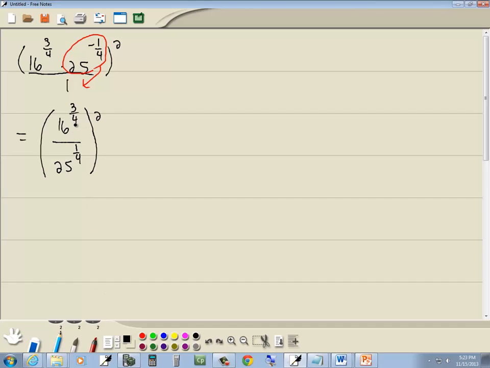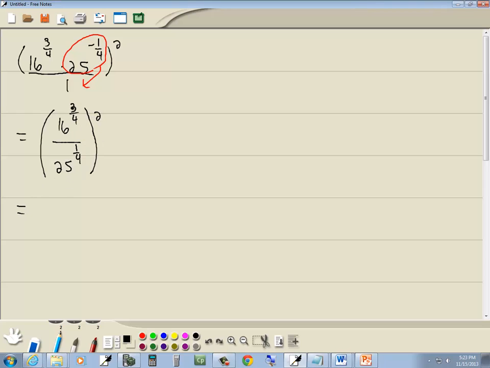Now, I could try to rewrite these in radical form, but it doesn't do any good at this point because there was a 4 in the denominator. And if we put that back in radical, it'll be the 4th root, where we're looking for something times itself 4 times. Well, we don't have anything. We could do the top part, but not the bottom. But let's instead take everything to the 2nd power.